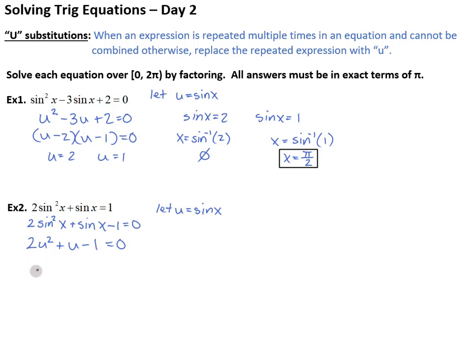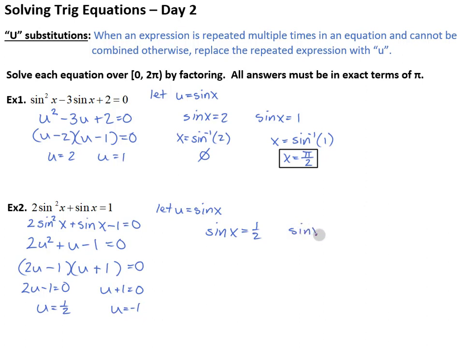Again, this is a quadratic. I believe it is factorable. So that factors as 2u minus 1 and u plus 1. Then we're going to set each equal to 0. Solving for u, we get u is 1/2 and u is negative 1. And then replace each u again with sine. So remember that u is represented by sine. So when is sine of x equal to 1/2? And when is sine of x equal to negative 1? We can do the inverse sine of both sides.